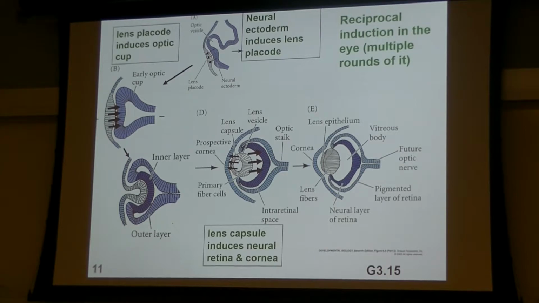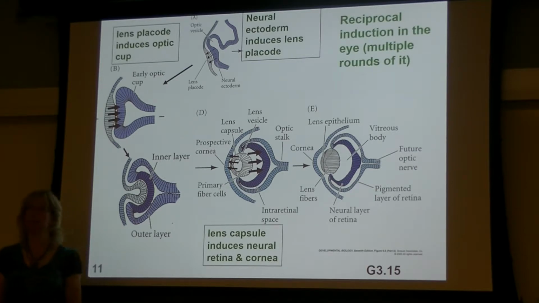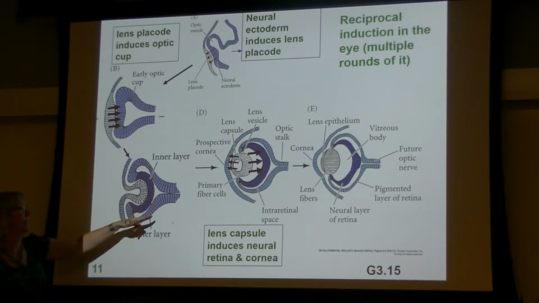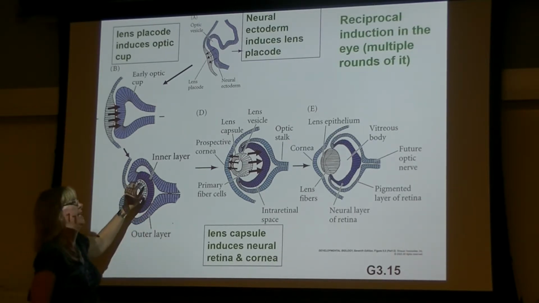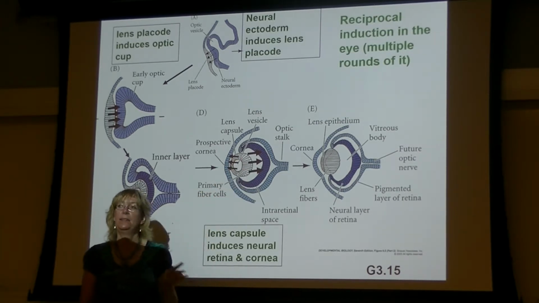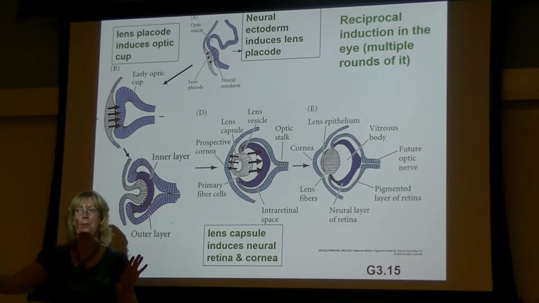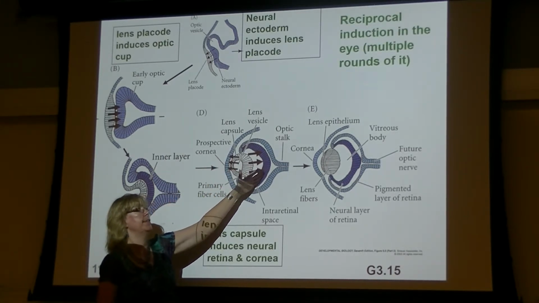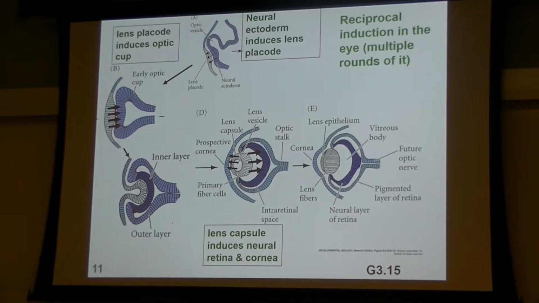So after we induce the lens placode, now here we have lens placode becoming the inducer, so a reciprocal induction event. And that stimulates the early optic cup to infold in this way and start to become more cup-shaped, differentiating an inner layer and an outer layer. And then once we have the lens capsule or lens vesicle forming, those become a source of inductive signals for both the overlying ectoderm to become cornea and for this first inner layer to become more of a neural retina. So multiple waves of this as development proceeds.